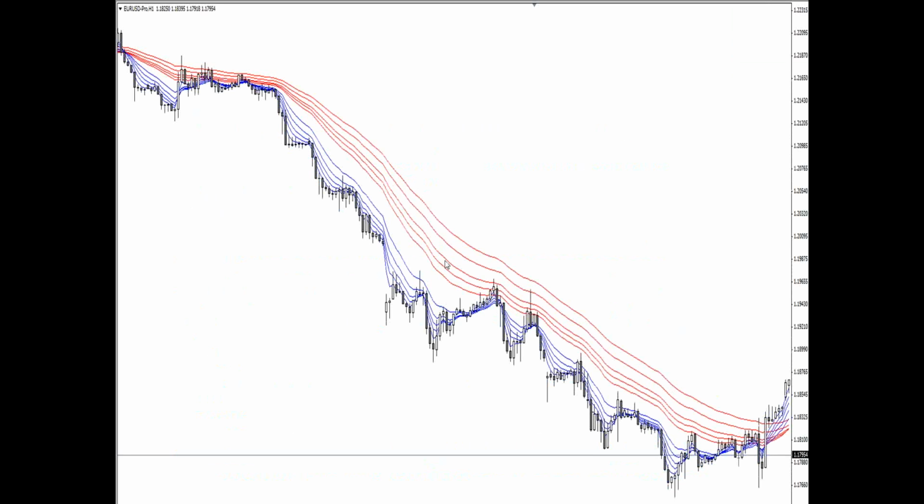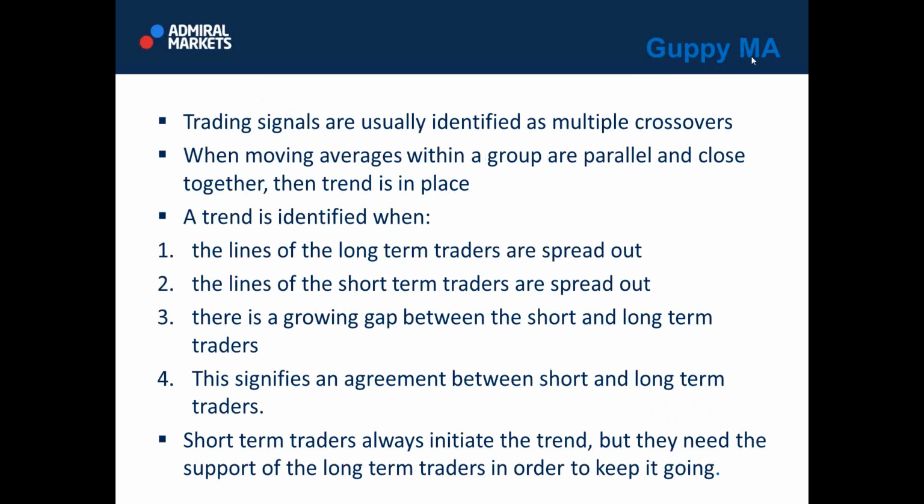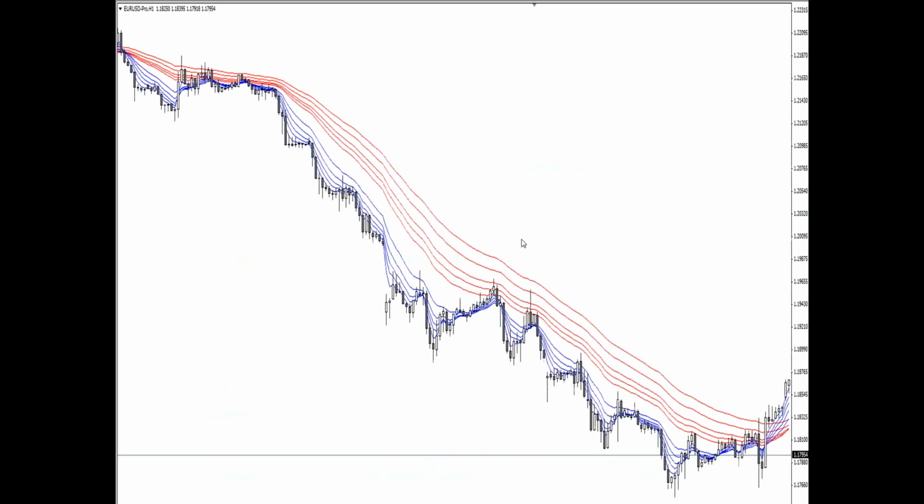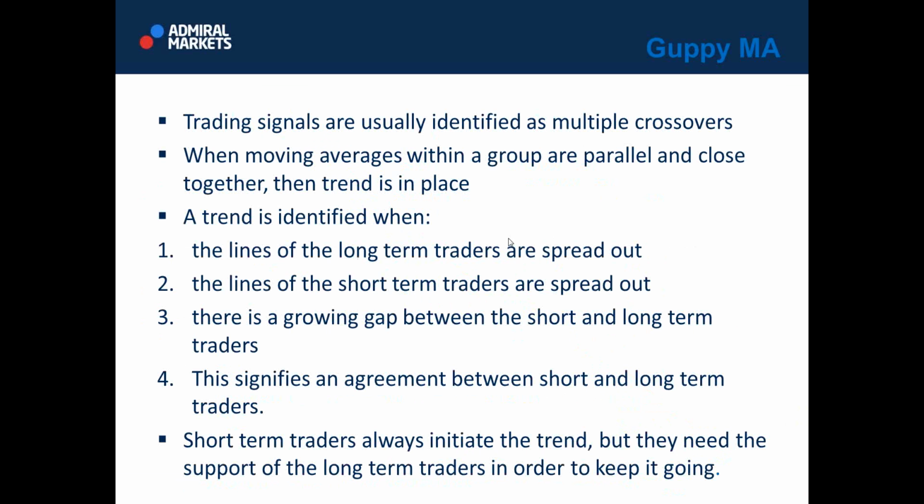So this is how it looks, guys. We have 5 red, 5 blue. Red are slow moving averages, EMAs, and blue are fast moving averages. Those two groups make up the Guppy moving average. This is the Guppy moving average. Now we go step by step, how we identify a trend. Let's go to step 1.